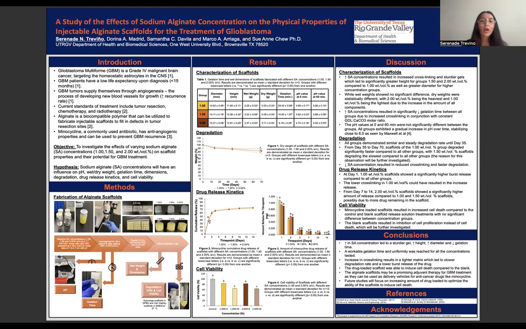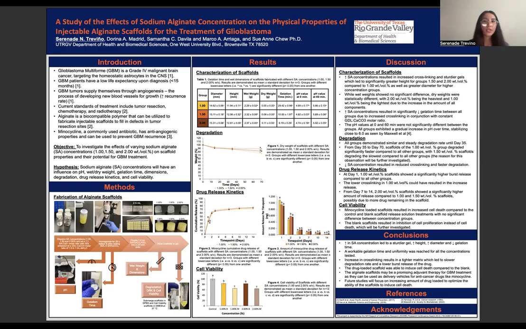And here we can see that all of the groups demonstrated a similar and steady degradation rate until after day 35. After this time point, the scaffolds of the 1% group actually degraded significantly faster compared to the rest of the groups, with 1.5% degrading the slowest. And this will be investigated in further studies because this is the middle percentage, and so we don't know exactly why that was the slowest to degrade.